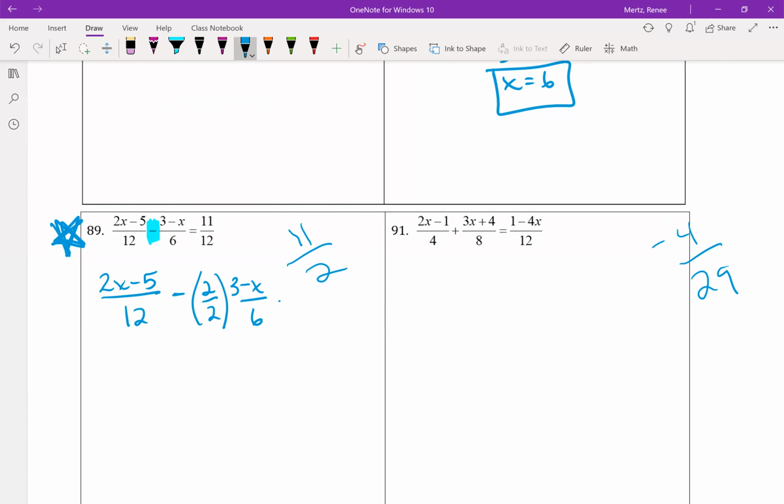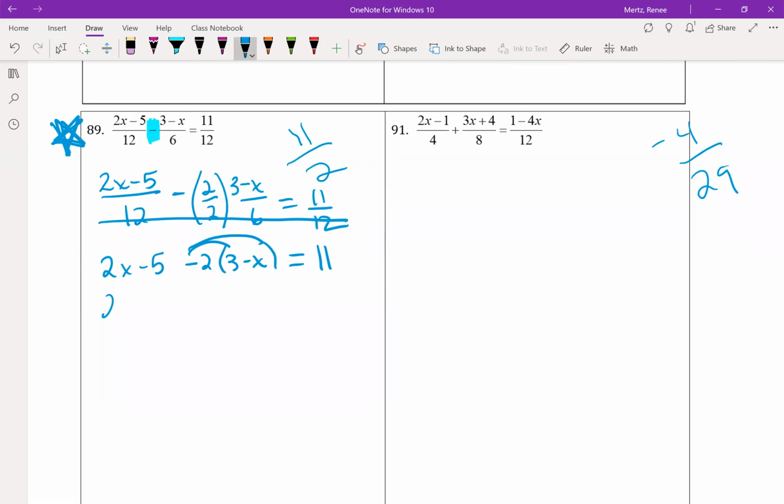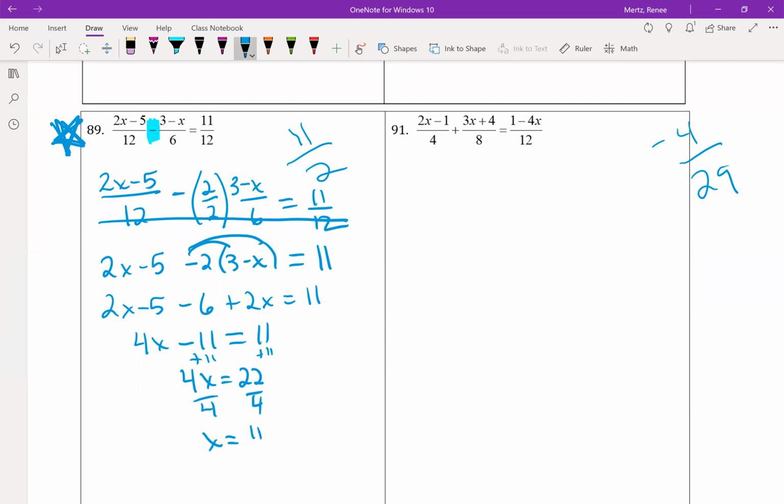So now that all these are 12s, we can cross it out. So we have 2x minus 5. We have a negative 2 times the 3 minus x to equal 11. We have to be very careful to distribute this negative 2. So we have 2x minus 5 minus 6 plus 2x equals 11. 2x plus 2x is 4x. Minus 11 equals 11. 4x equals 22 when you add the 11 over. Divide by 4. X equals 11 halves, or you might have 5.5.